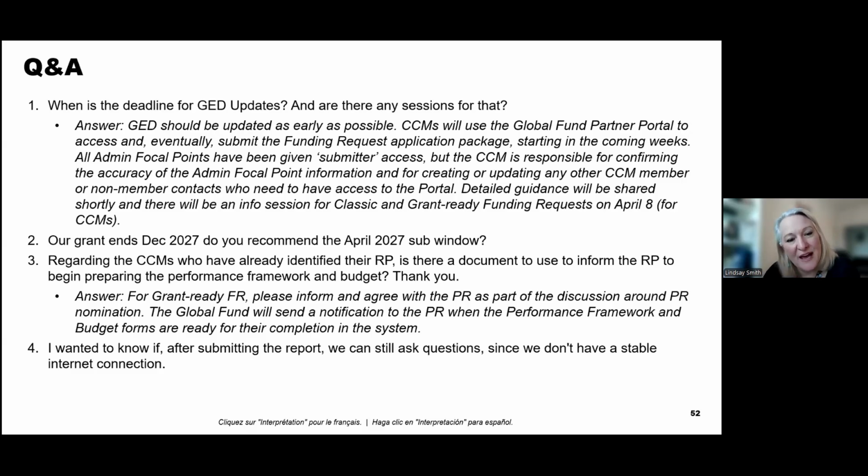Question 4: I want to know if after submitting the report, we can still ask questions since we don't have a stable internet connection. I'm not sure what the question means about which report, but if you would like to ask follow-up questions after this information session is done, you can always contact the Fund Portfolio Manager, a member of the country team, for the country that you are responsible for. And the information on this session, both the recording and the slides, are available on the Global Fund intranet so that you're able to download those and rewatch or look at the slides when you have a more stable connection. Next slide, please.